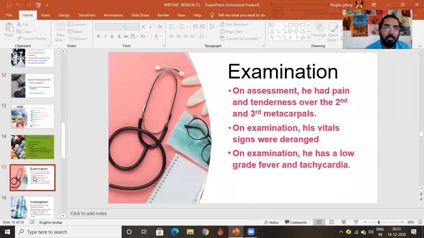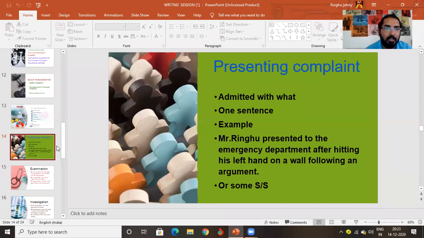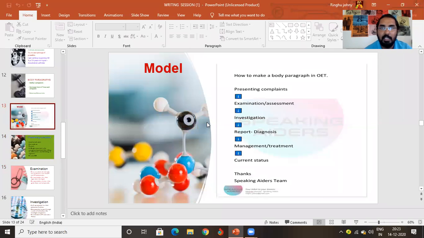Present history, past history, surgical history or social history, whatever it may be. So let's have a look at how to make a body paragraph in OET. This is a simple example of what I thought about. This was the way I was writing the OET when it comes to a transfer letter or a referral letter or any emergency case. This is very easy. Just imagine how we work in our hospitals.